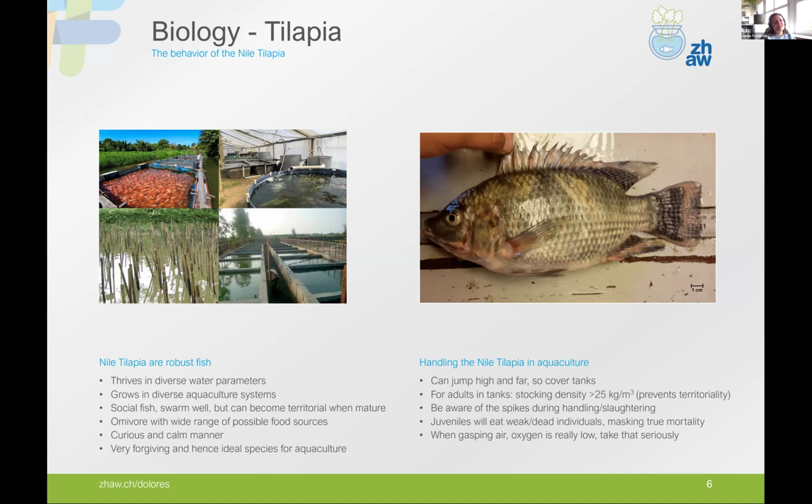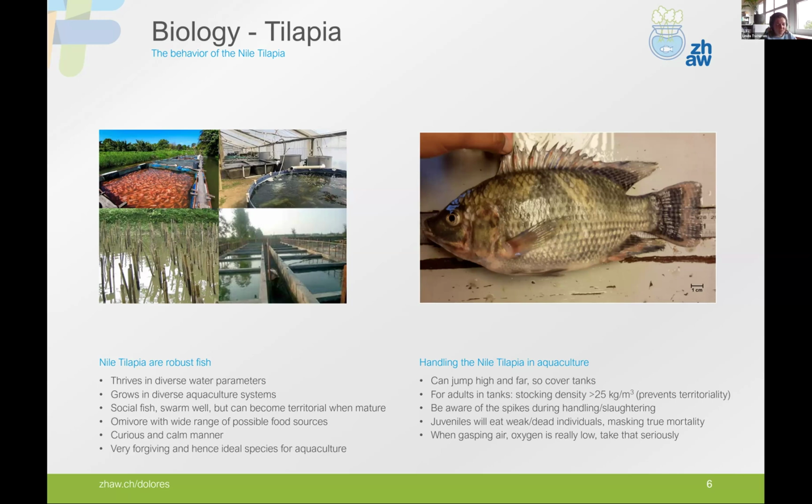If a tilapia is gasping for air in your pond or in your system, oxygen is really low. They are tolerant to low oxygen. So if they tell you directly, I do not have enough oxygen in the water, take that really, really seriously. And if you have them in your aquaculture system as in tanks, when they are adult, I prefer a stocking density of more than 25 kilos, because if it's lower, they tend to get territorial and they stress each other out with a lot of aggression.